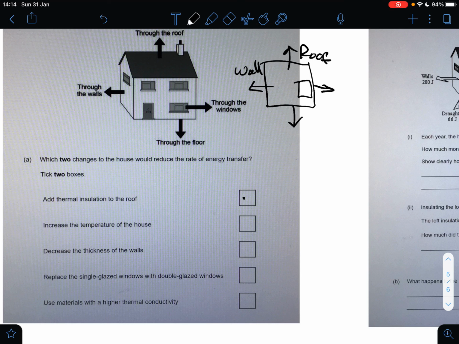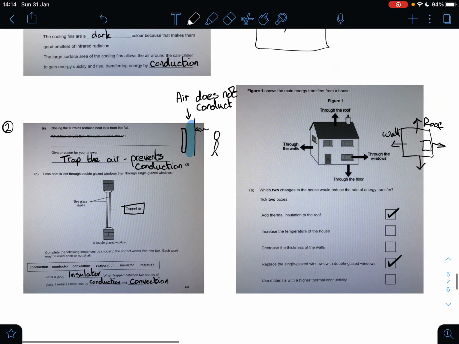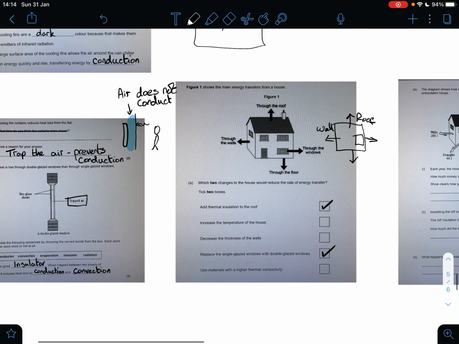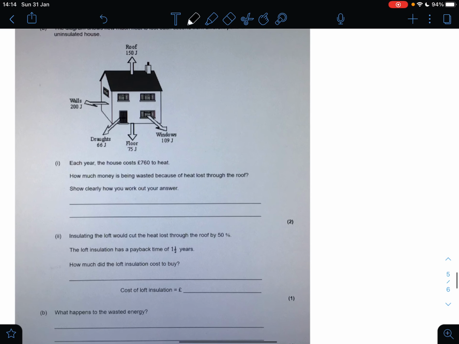Okay, and the answers are: add thermal insulation in the roof. If you've ever been in the roof, you'll see all that thick material up there, fiberglass. And replace the single windows with double glazed. And we've looked at that just now. We can see why.